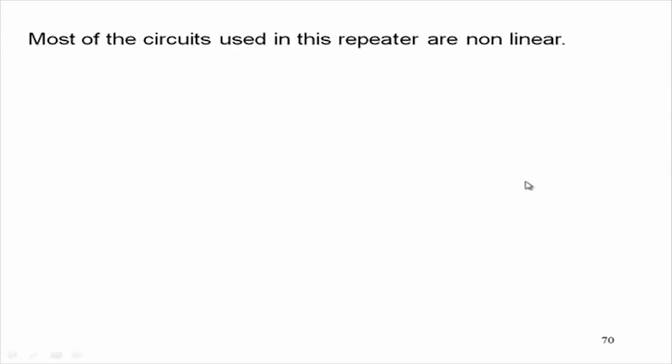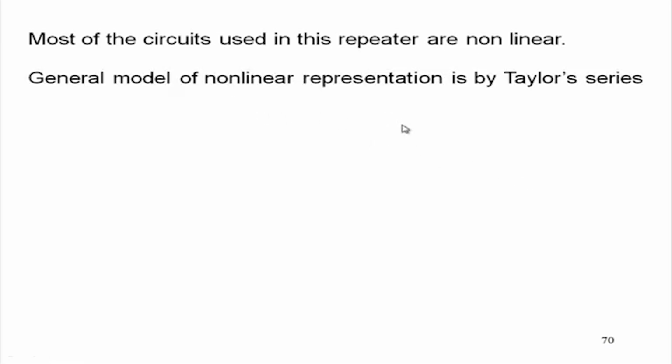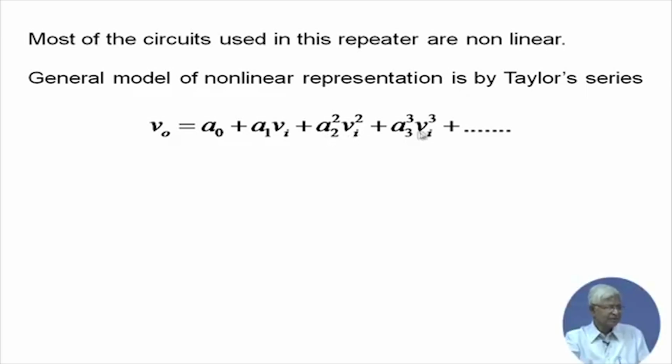Most of the circuits are non-linear. One thing you have to see very carefully. Now, a general model of nonlinearity can be seen by a Taylor series, like V0 and any nonlinear polynomial. V0 is equal to A0 plus A1 Vi, A2 Vi square, A3 Vi cube, etc. So, V0 is the output, that is the resultant voltage, which depends on the input voltage Vi, Vi square, Vi cube, multiplied by certain coefficients.